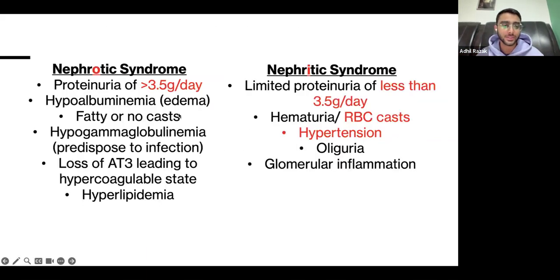Is the difference between nephrotic and nephritic syndrome clear? All right, great.